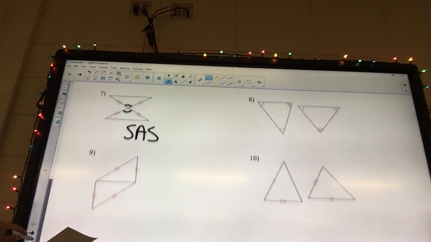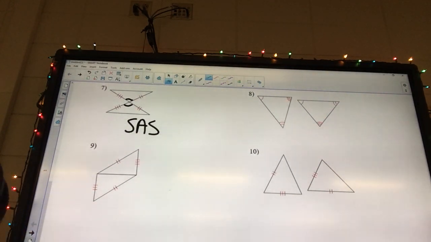Okay, look at number 9. So number 9, we have 2 sides for sure of both of the triangles marked. Okay. What's this one going to be? Do we know a third side? Do we know an angle? Or is there not enough information? Not applicable.